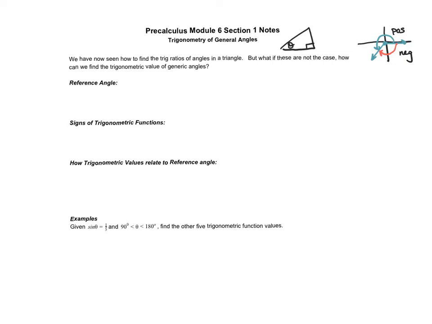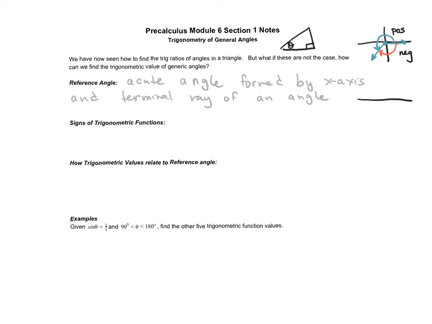So we're going to look at basically any angle in this standard position, and try to find the trig values of it. Now to do this, we're going to use what is called a reference angle. A reference angle is simply going to be an acute angle. Remember, an acute angle means it's less than 90 degrees, formed by the x-axis and the terminal ray of an angle. Terminal ray we just typically say is the second of the two rays, because we have two rays that form our angle in standard position.